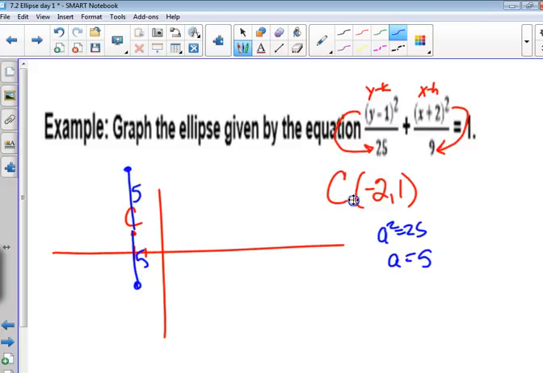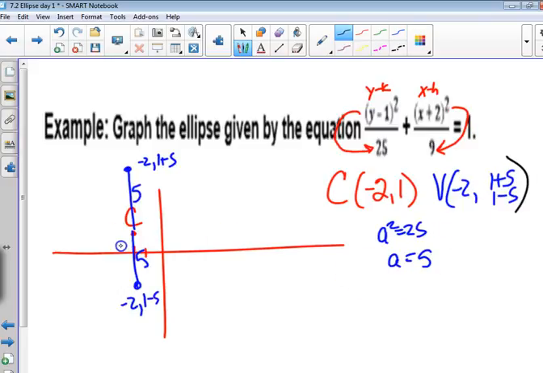Now, that means because it was on the y, those vertices are actually at negative 2, 1 plus 5, and 1 minus 5. Does that make any sense at all? I added and subtracted 5 onto the y value because we were going up and down. So this one is negative 2, 1 plus 5. This one is negative 2, 1 minus 5. I don't care what those values are at the moment.